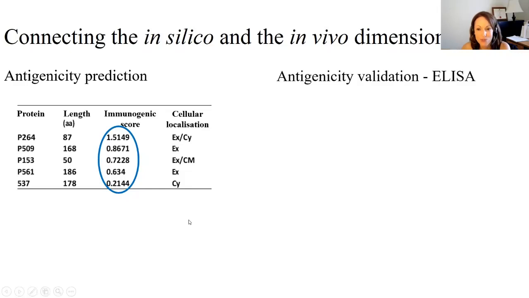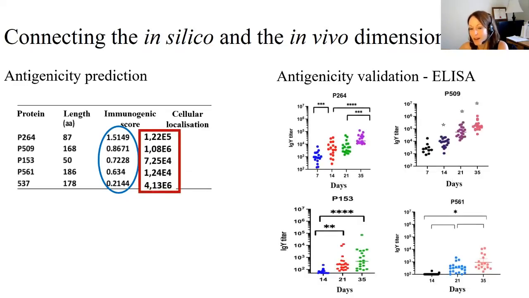We wanted to do antigenicity validation using the in vivo assay that I just described. From the blood samples and serum that were collected from the immunized birds, we used ELISA to document the IgY antibody response in these birds. So you have the IgY titers for all of the different candidate proteins. What you can see is that all of the proteins were able to elicit an immune response in vaccinated birds.